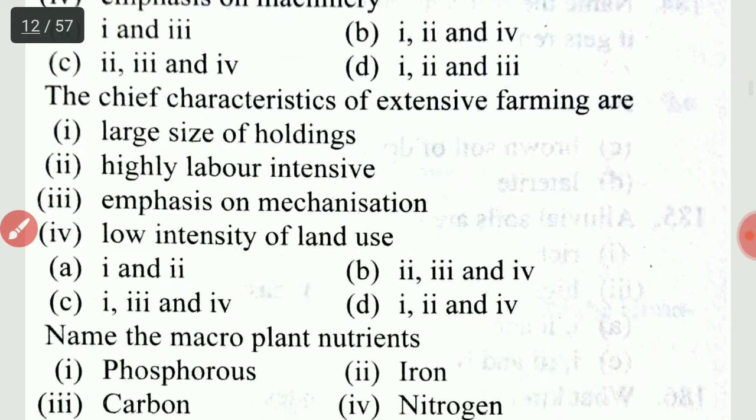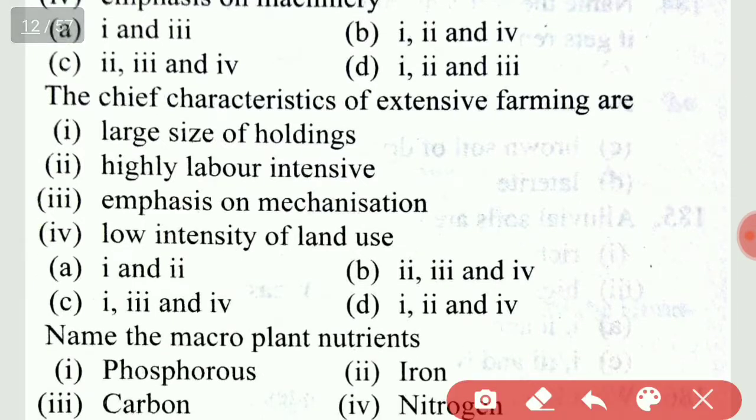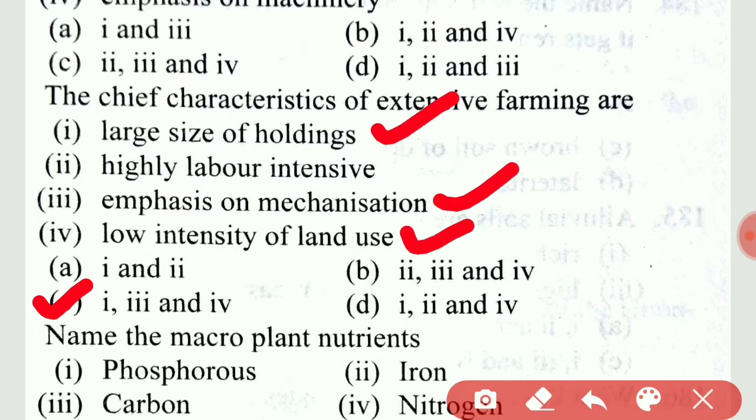Next, the chief characteristics of extensive farming. The right option is option C. 1, 3, and 4 are correct.